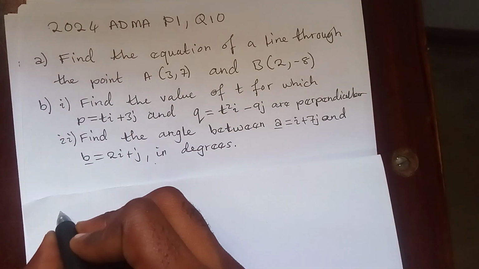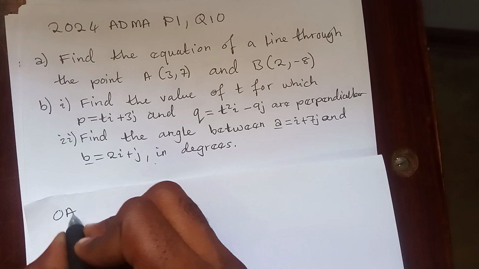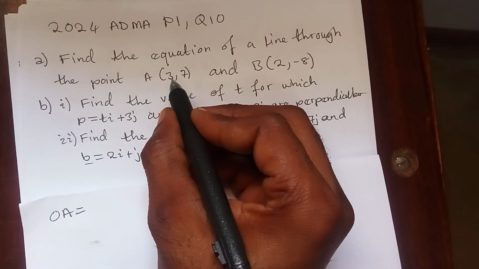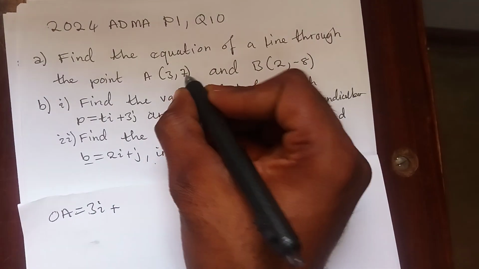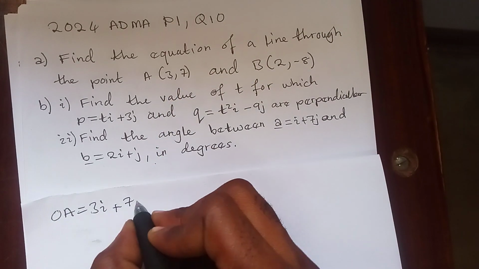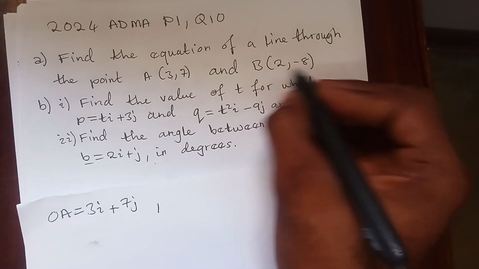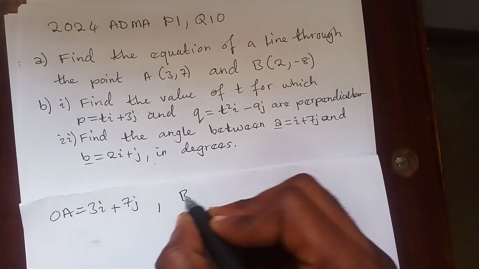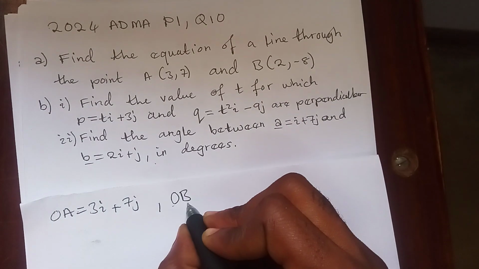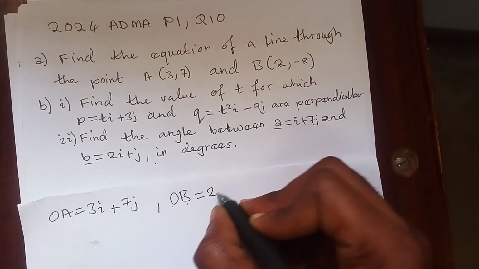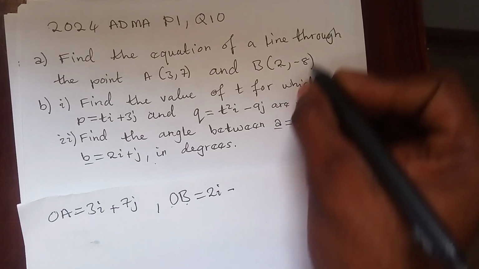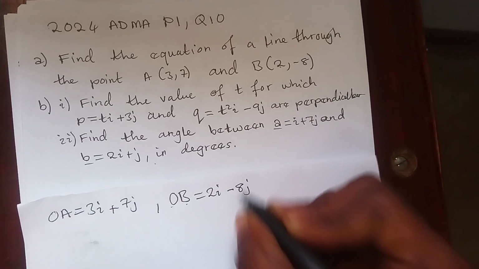So that means your OA will be, this is the x, so it will be 3i, then the 7 is your y, so this will be 7j. And then your B: your vector OB will be, this is x, so it will be 2i and then minus 8j.